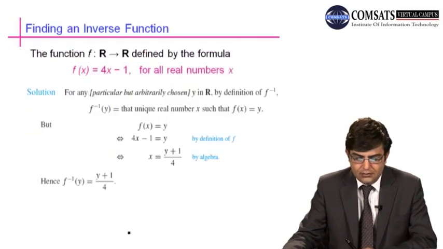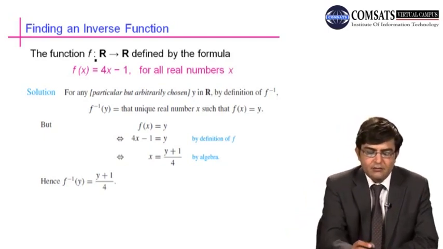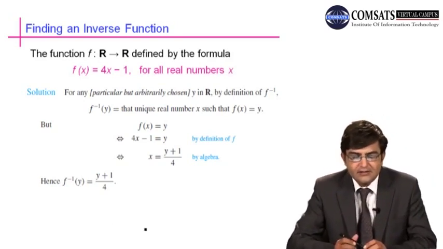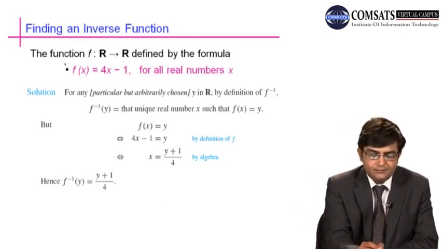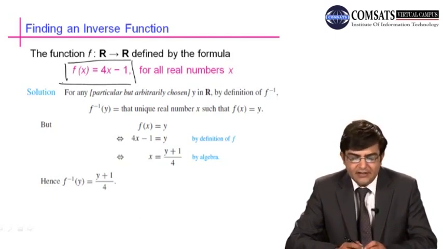Next is how to find the inverse of a function which is defined on infinite sets. For example, suppose we are given a function f from R to R, where R is the set of real numbers, defined by the formula f of x is equal to 4x minus 1 for all real numbers x. Now this function must be one-to-one and onto. How to prove it?